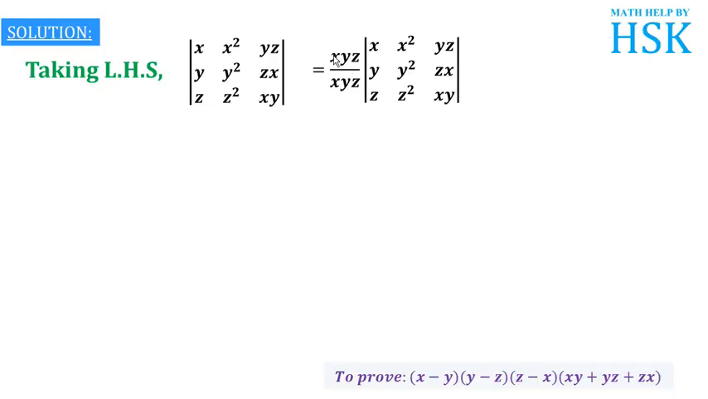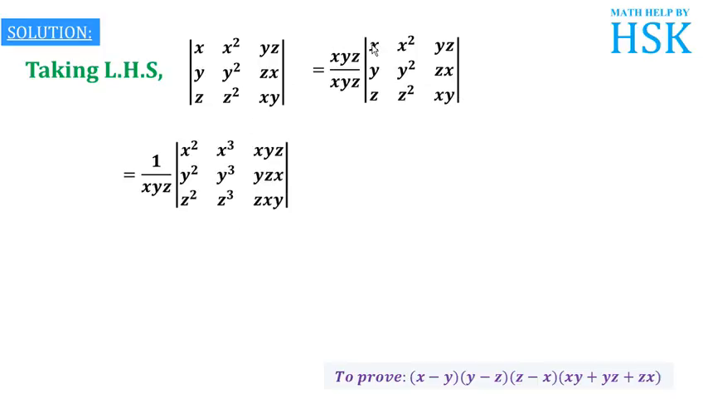After this, I'm going to multiply x in the first row, y in the second row and z in the third row. On multiplying x in the first row, I obtain x square, x cube, xyz. Similarly, multiplying y in the second row, I obtain y square, y cube, xyz, and in the third row z square, z cube, xyz.